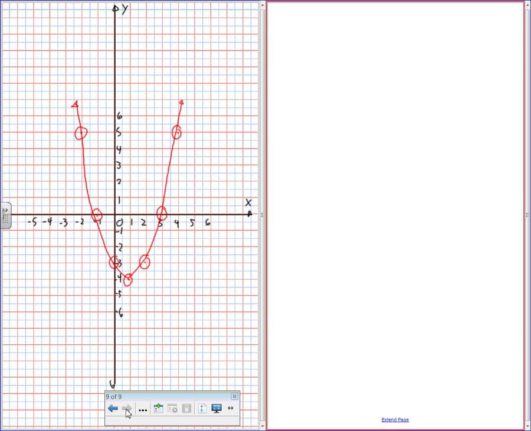Can I get a brave soul to tell me what the domain and range is of that parabola, which I'll call f of x? Way to go. Any real number. Very good. So my domain is x can be any real number. Wonderful. Can I have a second volunteer, please? Liam, go. What's the range?